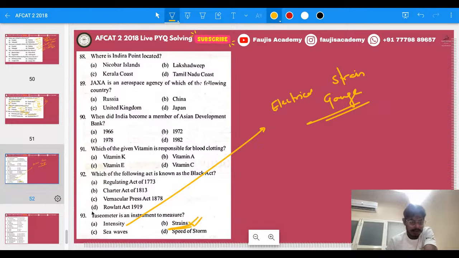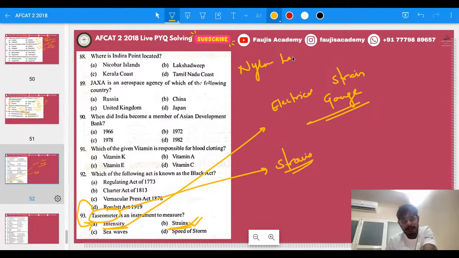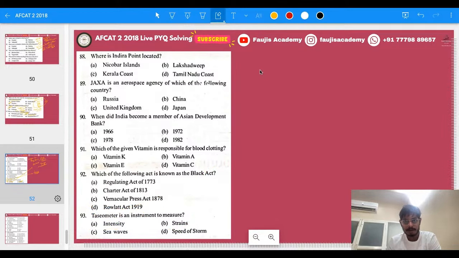In the answer key, the given answer is tasiometer as intensity, but no, tasiometer measures strains. Why do we say nylon has very good tensile strength? Tensile strength means it can be stretched, and that is where tasiometer comes from. So do not worry about this intensity one. Let's check this one out.